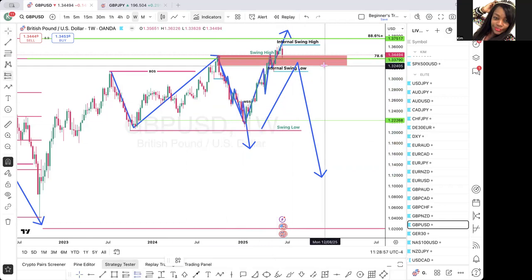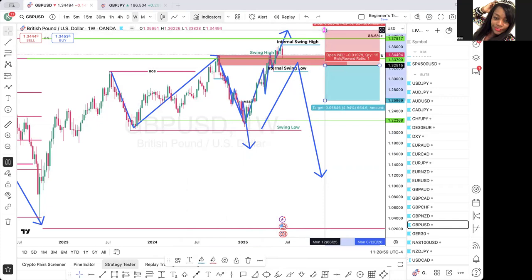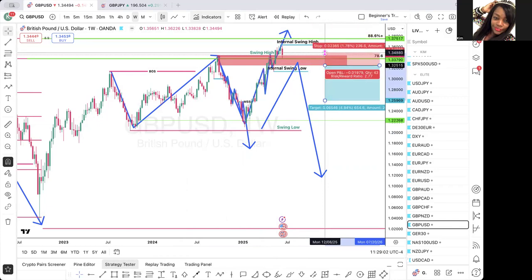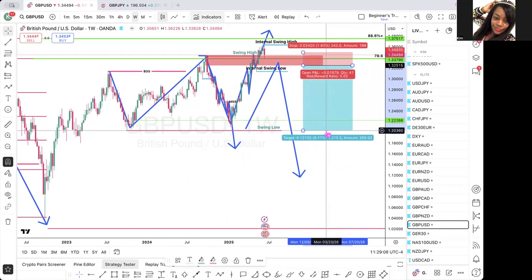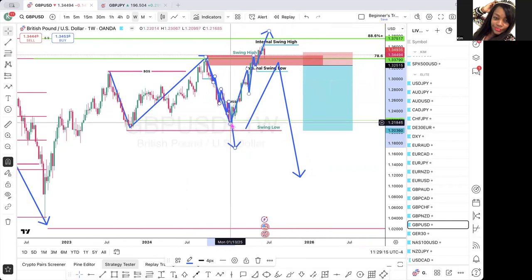And when I say y'all, I do not sit on these charts. I would have set a limit here, and then I would have taken my TP to the last swing low that was broken, or the shift where the market structure shift occurred.